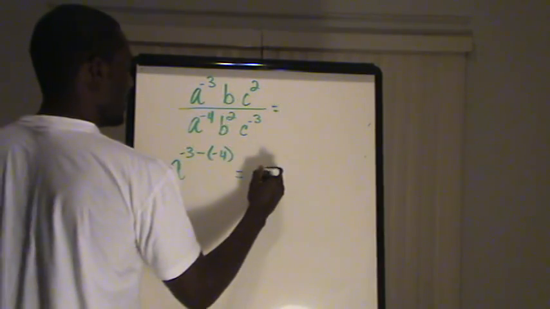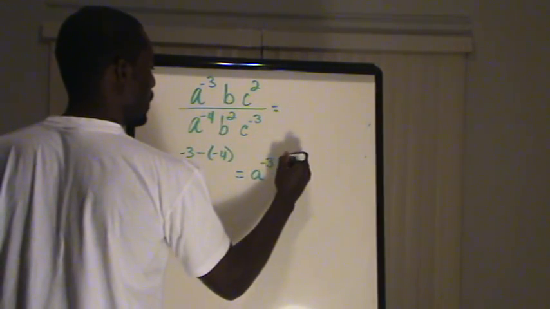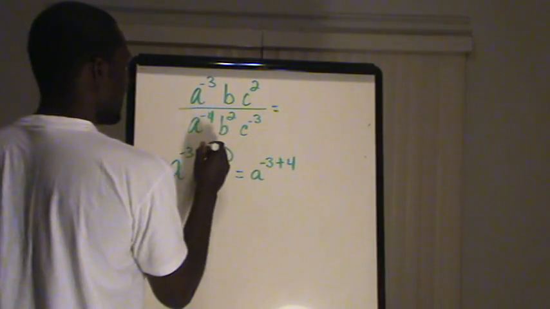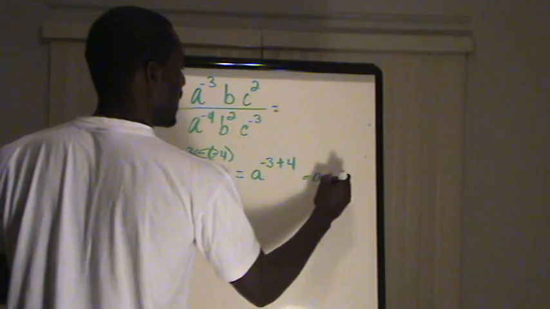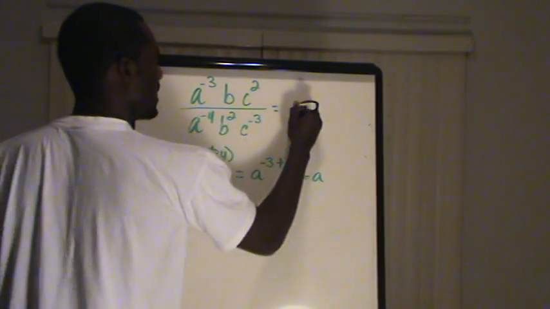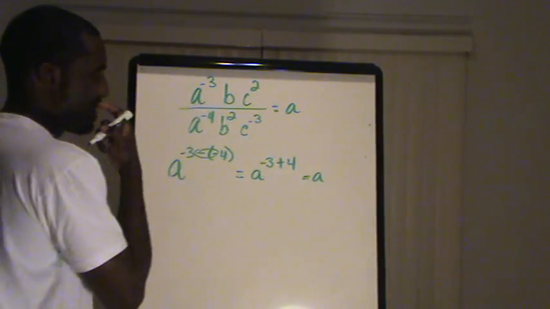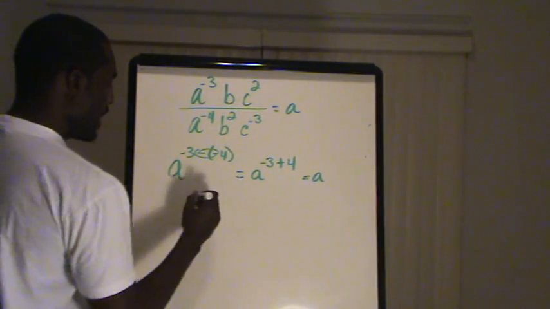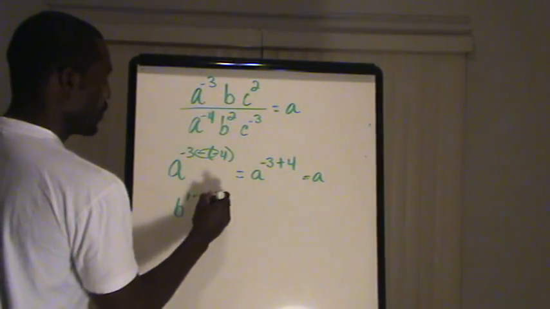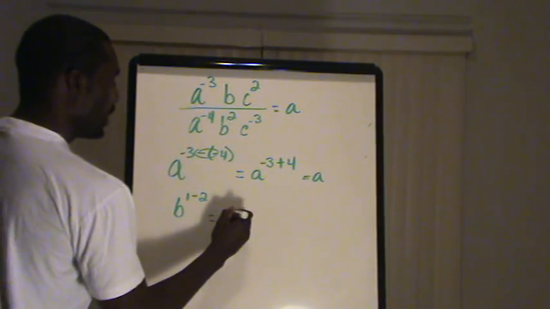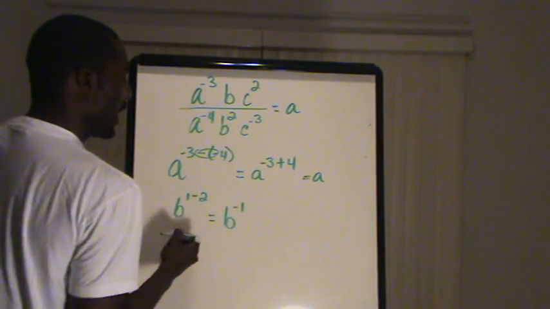So this would tell me this is a to the negative third plus 4, because a negative times a negative gives me a positive, and this is actually a to the first power. So this is a, my first part to my answer here. Now I take b to the first power minus 2. I subtract the exponents again. And this is b to the negative first power.